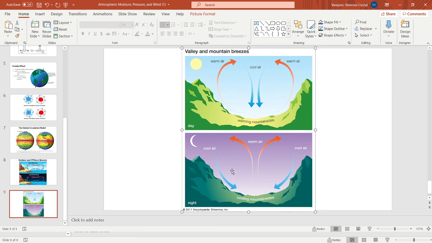Then at night, the surface of the mountain is cooler than the valley floor, so this causes the cool air to sink, bringing the air down, which causes a mountain breeze, and the warm air is rising. So these are the concepts for your lab.